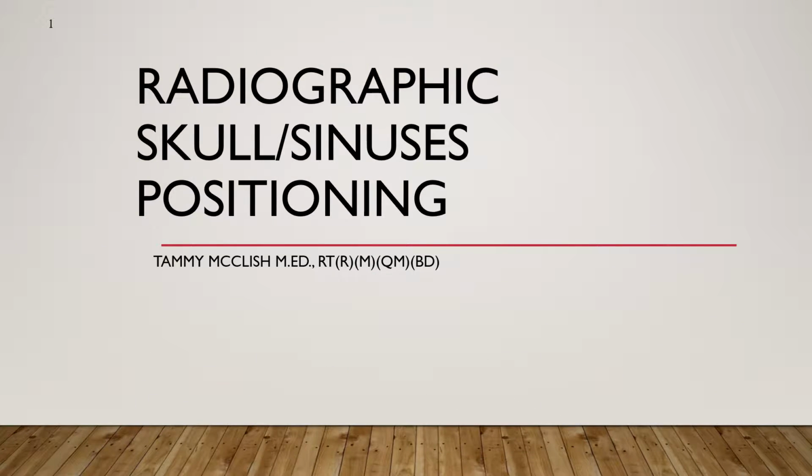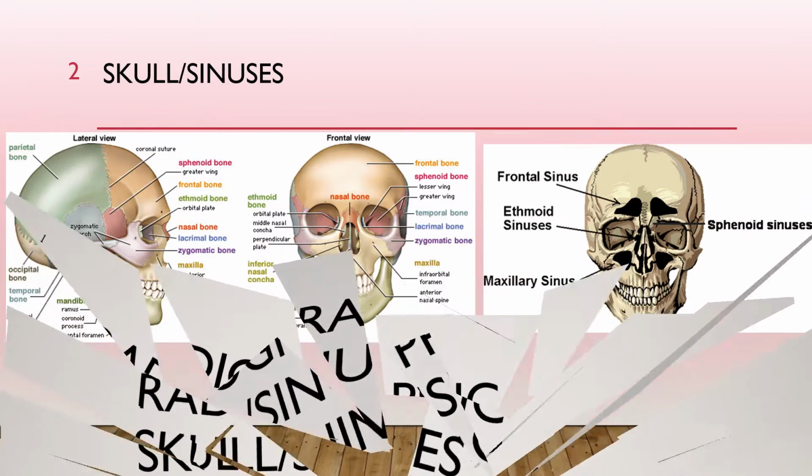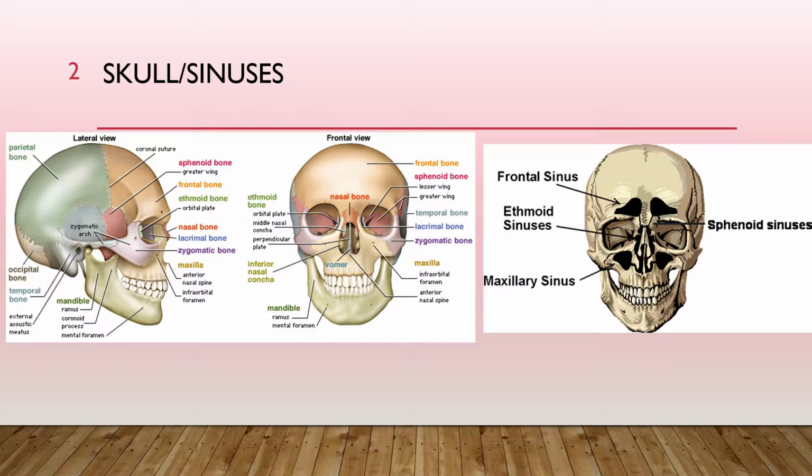Let's take a look at radiographic skull and sinus positioning. Now, when you receive a requisition for a skull or sinuses, you need to take a look at the requisition to see what part of this anatomy you're going to need to x-ray. Typically, you will be x-raying the entire skull, or just the facial bones, or just the sinuses.